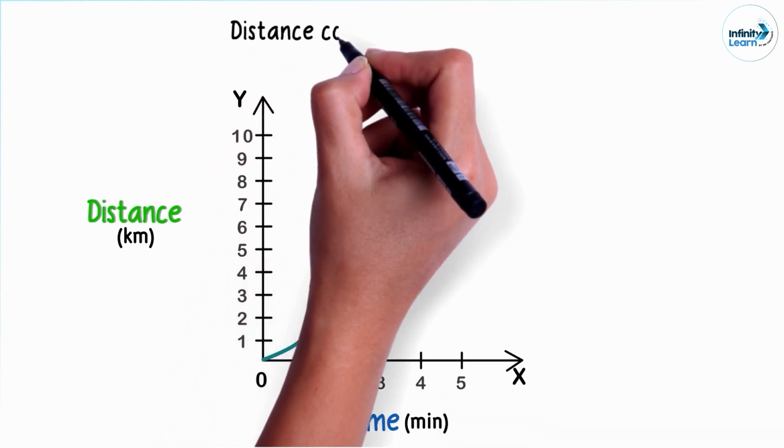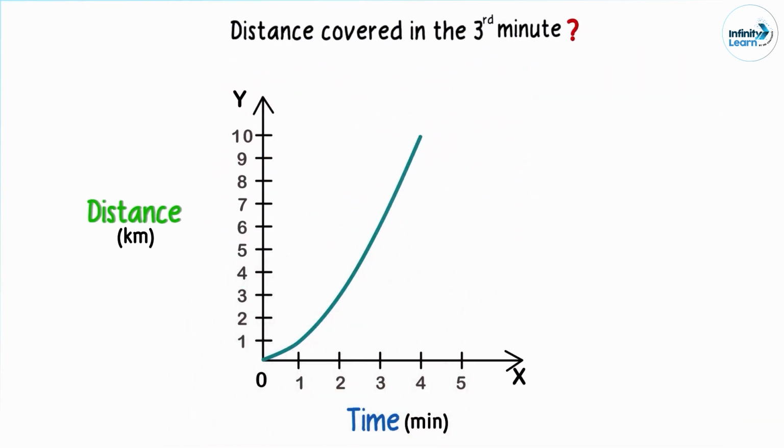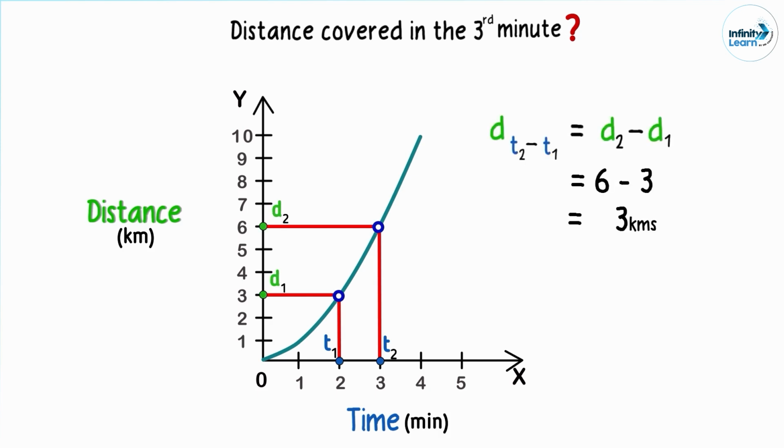Calculate how much distance was covered in the third minute. We can use the same technique which we used previously. Mark these points T1 and T2. This region is the third minute. Draw vertical lines up to the line. From those points, draw horizontal lines to meet the y-axis. These points would be D1 and D2. So distance covered in the third minute is 3 kilometers.